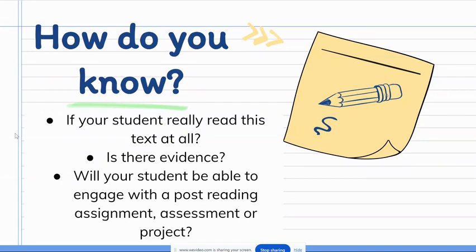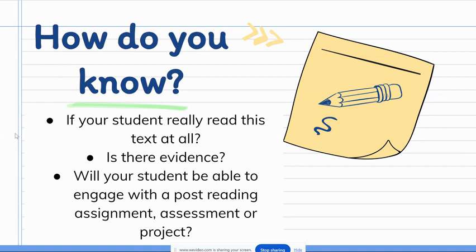I know in the past, some of us maybe asked a couple of questions, or we borrowed some questions from History Alive, for example, or the end of the unit comprehension questions. But do you really know that the student read the text to get that information, or did they just find it on the internet or their friend who's trying to help them out? We don't know, right? We don't know, and we don't know if there's evidence unless we actually see it.